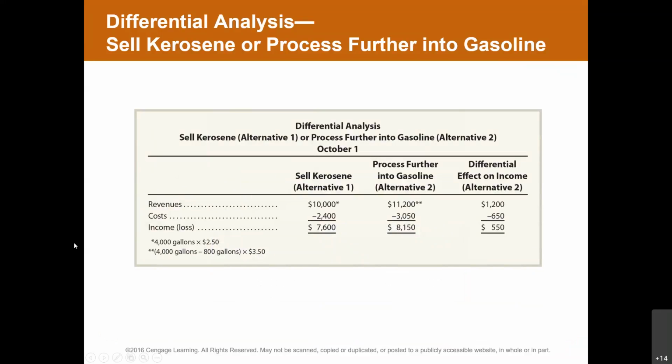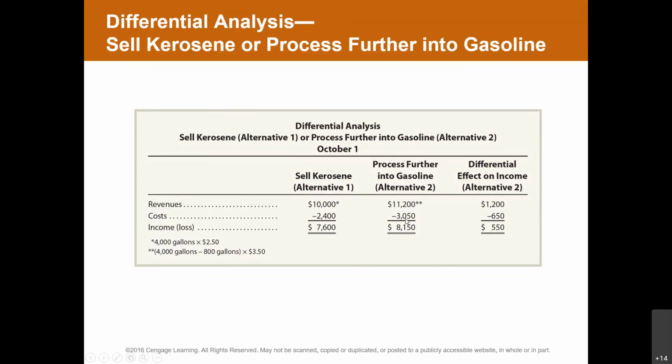So we look at it from this perspective. Option one is to sell kerosene. Option two is to convert it into gasoline. From a kerosene perspective, our revenues would be $10,000. Our cost would be $2,400 to get us a net income of $7,600. If we process it further into gasoline, revenues will be $12,200.